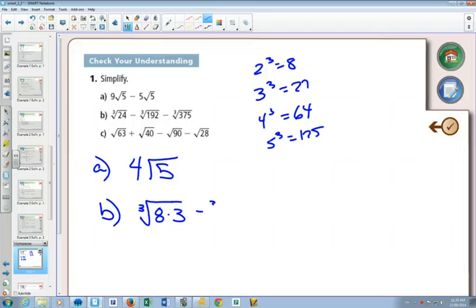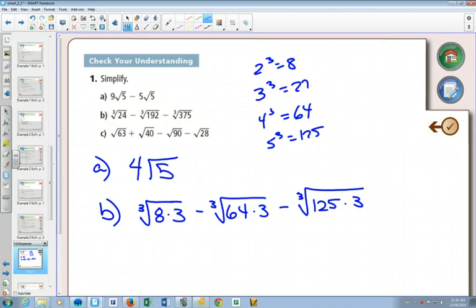The cube root of 192. I need to take out our calculator here. Does 192 divide by any of these? 192 divided by 64? Perfect. It's 3. So it's going to be 64 times 3. And 375 is 125 times 3.